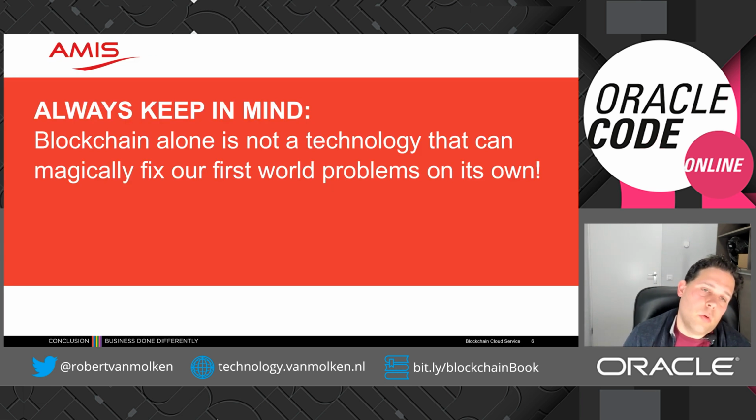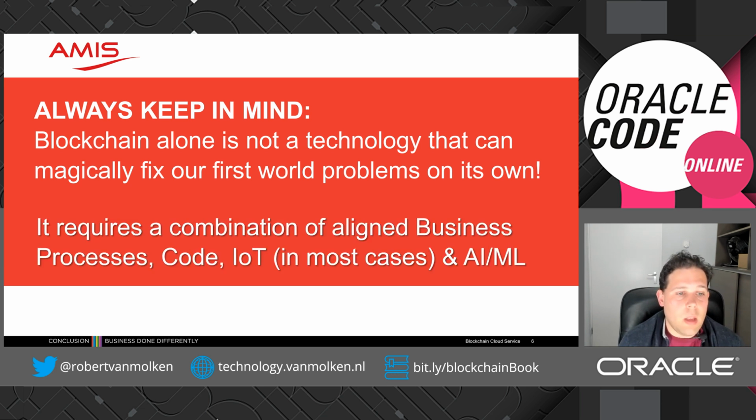But there's always one thing that you need to keep in mind, and that is that blockchain alone is not a technology that can magically fix our first world problems on its own. It requires a combination of aligned business processes. That's where we need to start, right? We need to form a consortium, or we already have that consortium, because maybe we already have a B2B digital solution that we might want to replace. But it needs business processes. So what are our business transactions? What are our business documents?